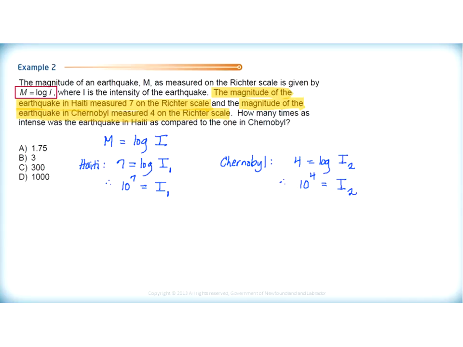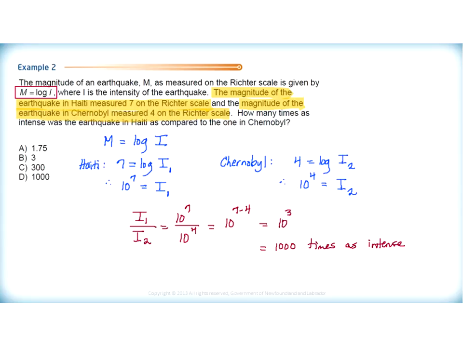So then it's asking us how many times as intense was the earthquake in Haiti as compared to the one in Chernobyl. The one in Haiti was more intense, so by how much? We take the ratio of I1 divided by I2, and we will have 10 to the power of 7 divided by 10 to the power of 4. When you divide powers with the same base, you subtract your exponents, so we're left with 10 to the power of 3, which is equal to 1,000 times as intense.